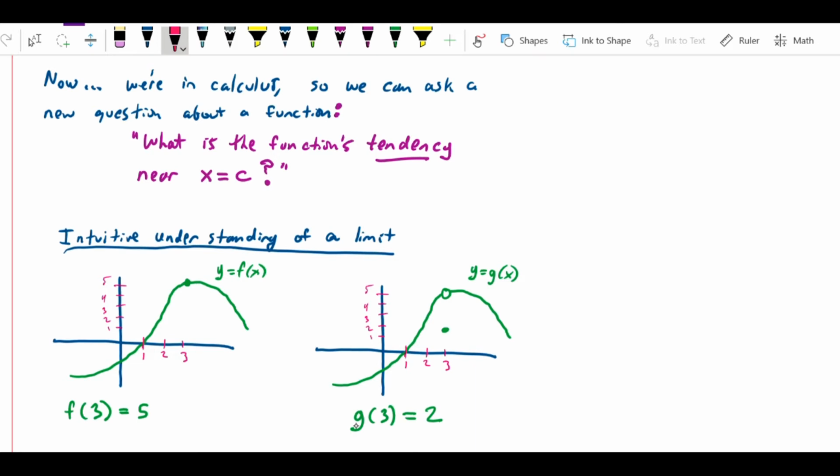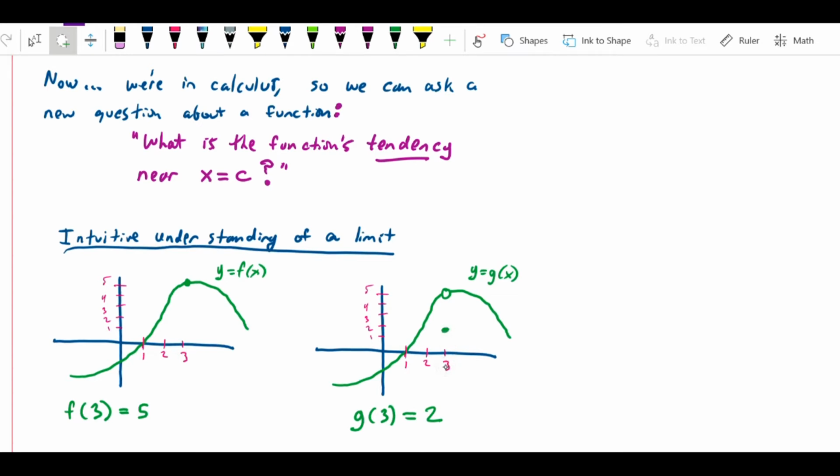In the function on the left, y equals f of x, what you can see is that f of 3 is equal to 5. I've put in all the numbers, and when we put in an x value of 3, we go all the way up here to where the curve is, and we see that it has a y value of 5. Now, let's look at the very similar function here. On the right, this is y equals g of x.